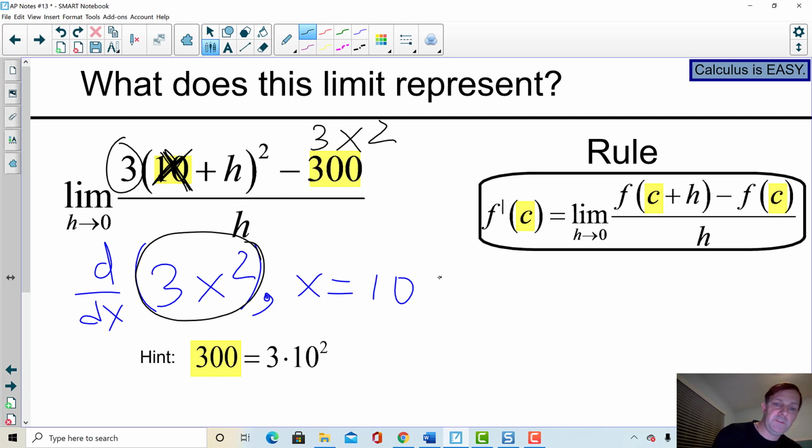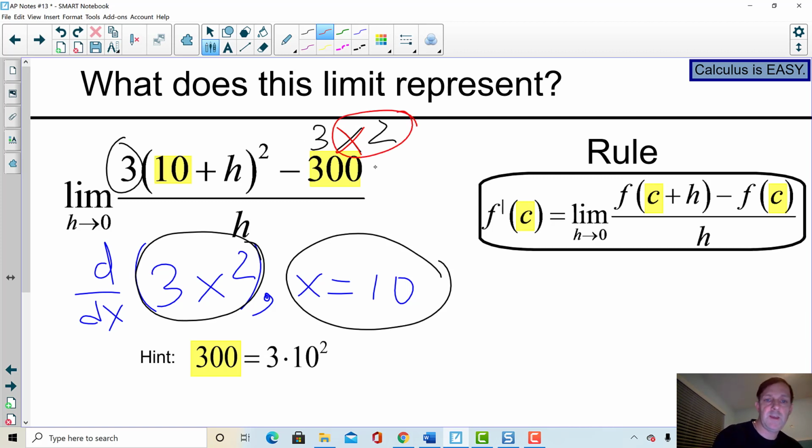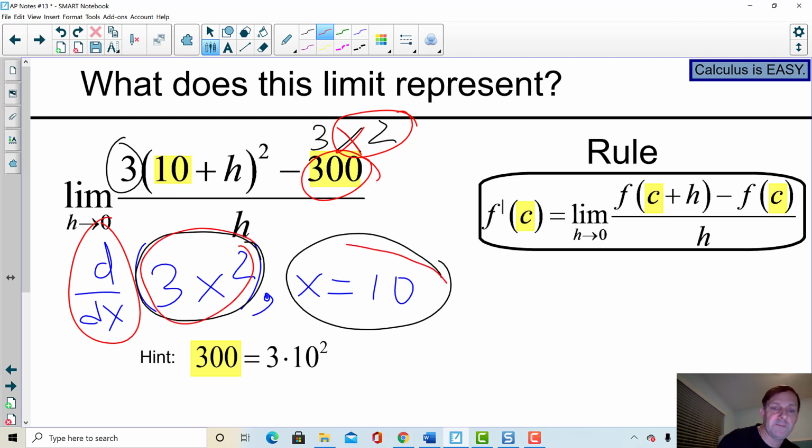But if we want a specific value of 10, then we would have to plug in our 10, so we would get a 10 right here. And if we plug a 10 for this x, we're going to get 3 times 10 squared, so 3 times 100, and that gives you the 300. So this limit represents the derivative of the function 3x squared at a particular value of 10.